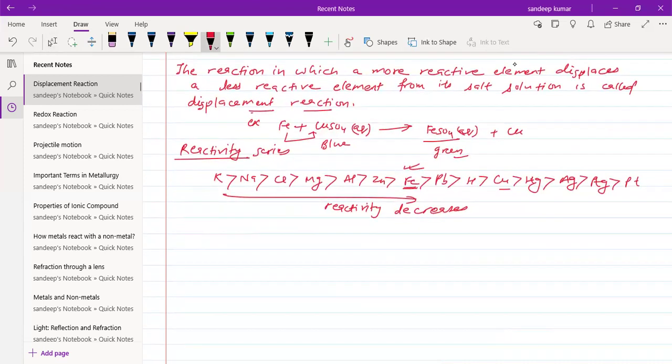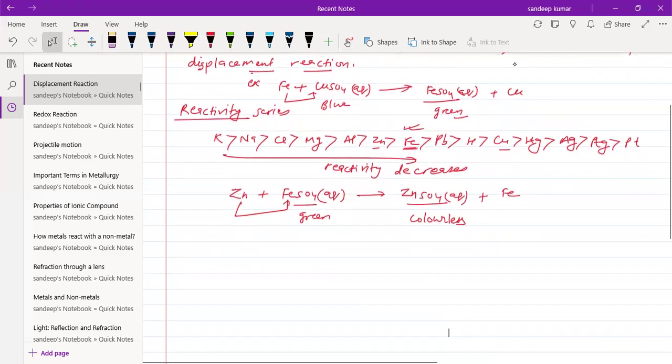What will happen when zinc reacts with iron sulfate? Iron sulfate should be aqueous only. Where is zinc? Here is zinc. This is iron. So zinc is more reactive than iron. Will the displacement take place? Yes, it will take place. It will form zinc sulfate aqueous plus iron. Iron sulfate is which color? Green color solution. It will change from green to zinc sulfate colorless solution, children. Zinc sulfate is a colorless solution. I hope you understood this concept.